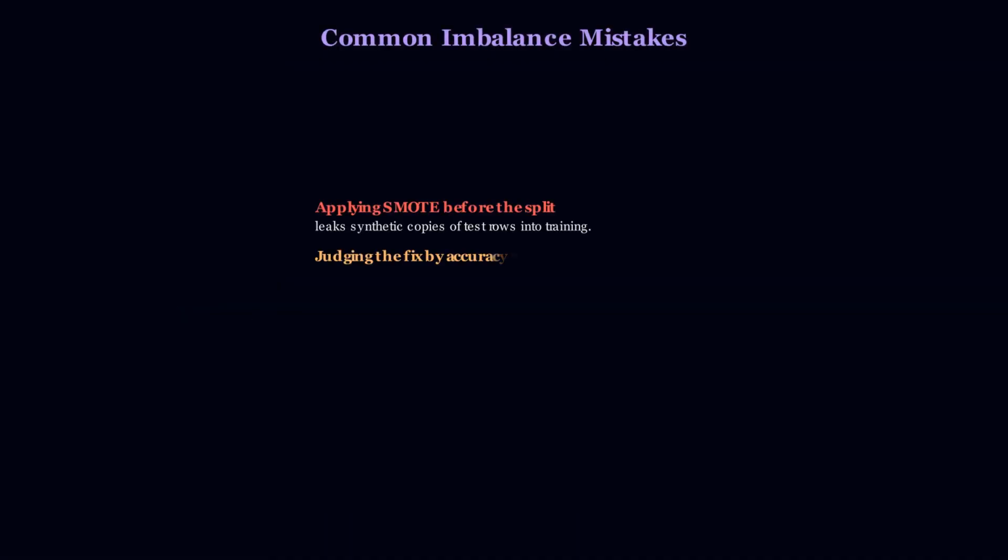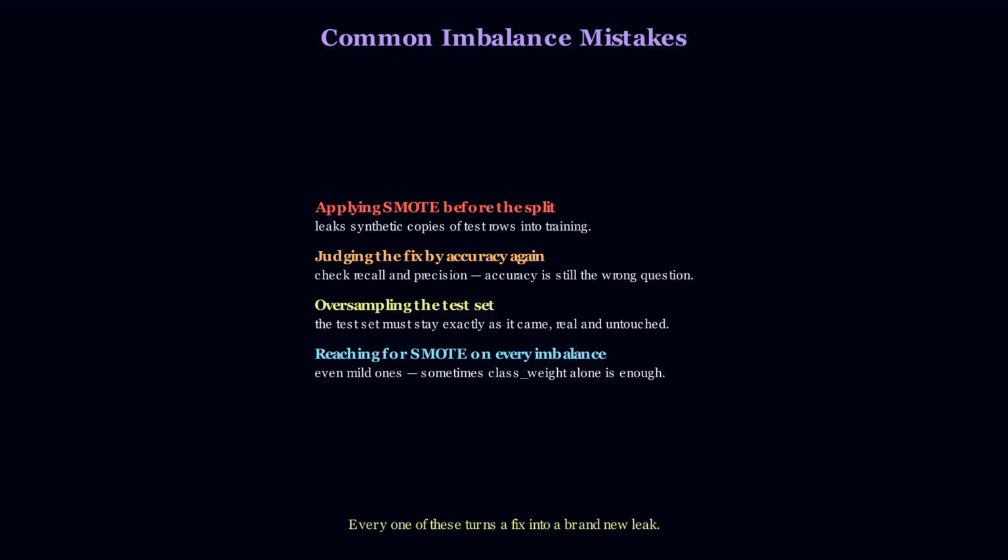A few mistakes come up constantly here. Applying SMOTE before the train test split, that leaks synthetic copies into test. Judging the fix by accuracy again, check recall and precision instead. Oversampling the test set, you never touch the test set at all. Reaching for SMOTE by default on every imbalance, even tiny ones. Every one of these turns a fix into a brand new leak.